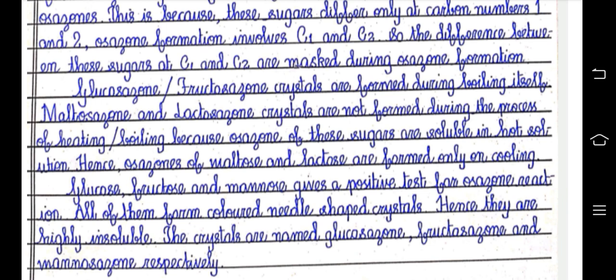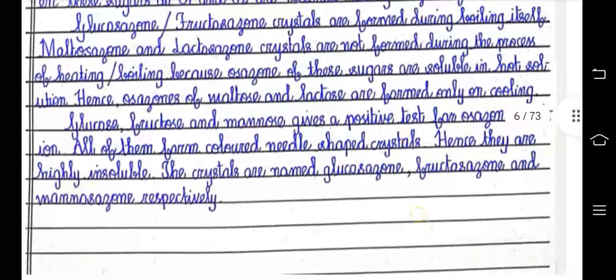Glucose, fructose and mannose give a positive test for the osazone reaction. All of them form colored needle-shaped crystals since they are highly insoluble. The crystals are named glucosazone, fructosazone and mannosazone respectively.